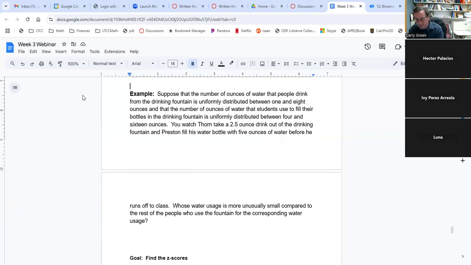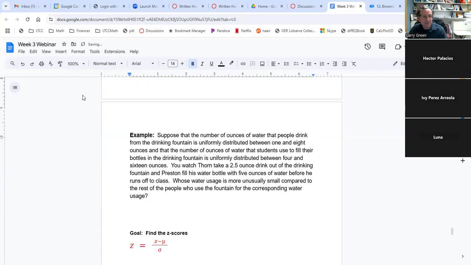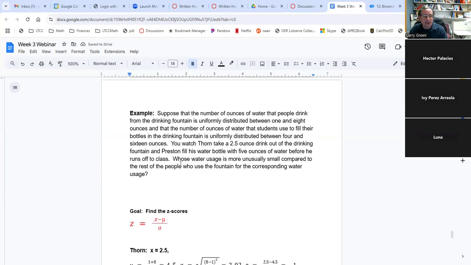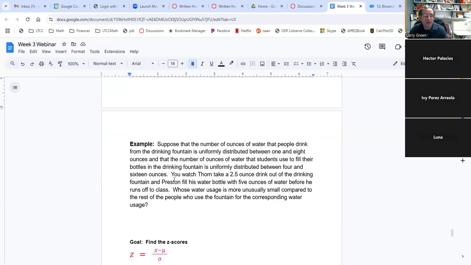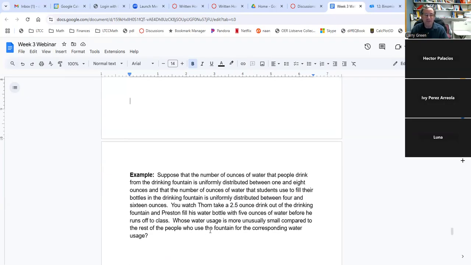Whose water use is more unusually small compared to the rest of the people who use the fountain for the corresponding usage? And just for fun, these are actually my students. They took my stats class, Thorne and Preston. So they were people.